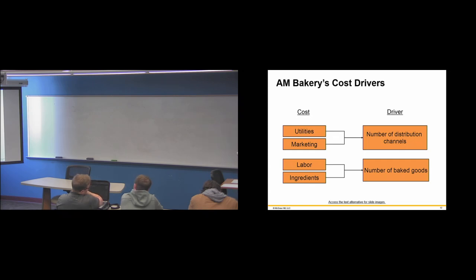And then the labor and ingredients costs are driven by the number of baked goods, which makes sense, right? The more baked goods he sells, the more labor required to bake them, the more ingredients he'll have to purchase in order to satisfy those additional orders. Make sense? Pretty straightforward, right?